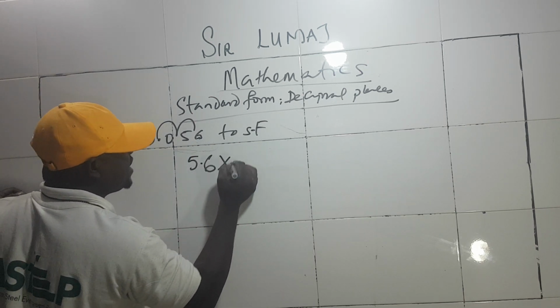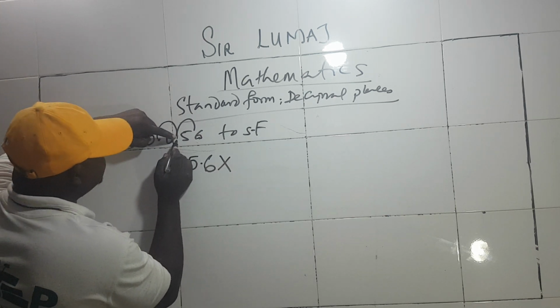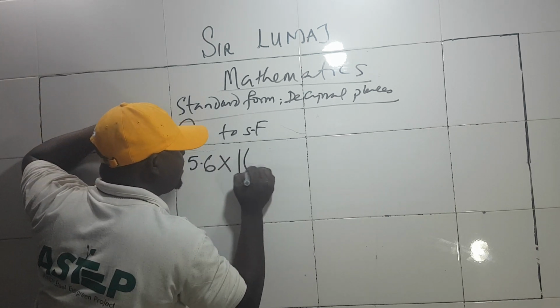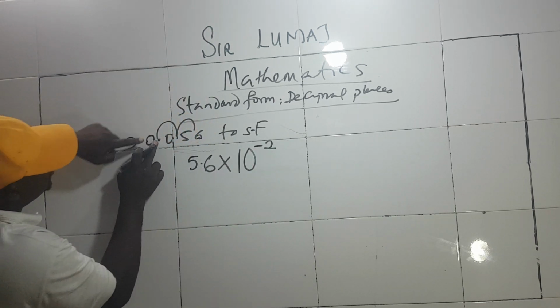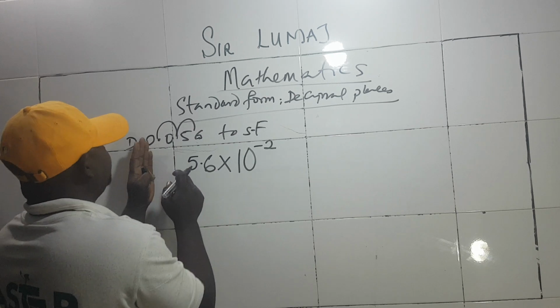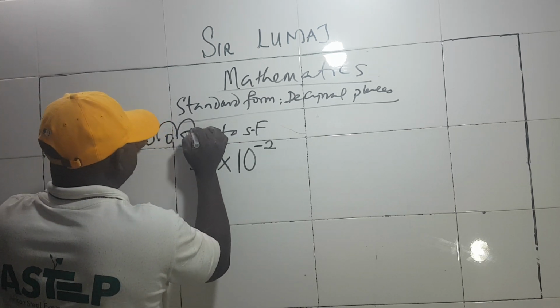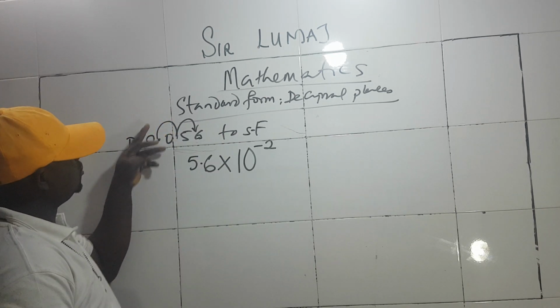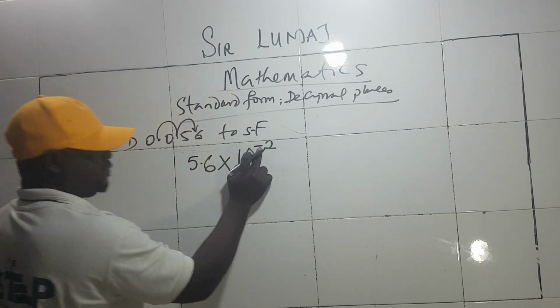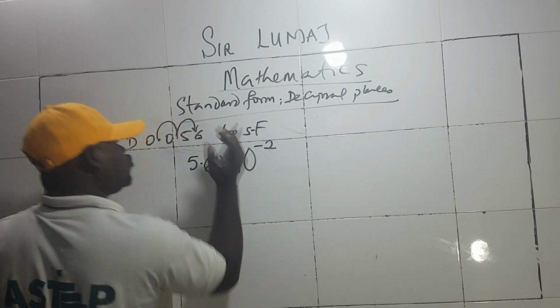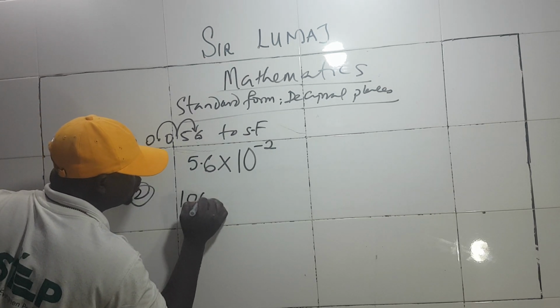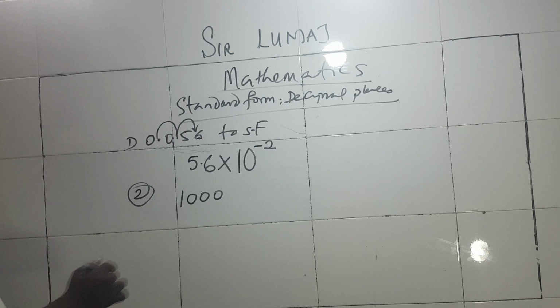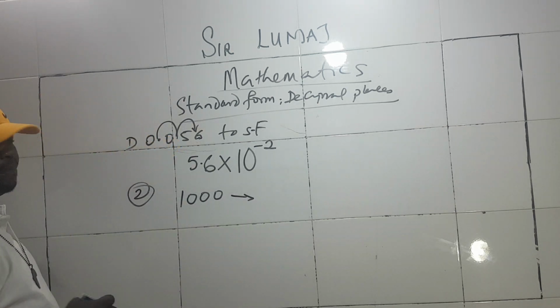It will now be 5.6 times 10 raised to power minus 2, because I moved it 1, 2 places. I'm moving from left to right, so it will carry negative. But if I'm moving from right, example number 2, let's say I have 1,000 to standard form. For me to solve this, where do you think the point should be? It's going to be here, immediately after the number.